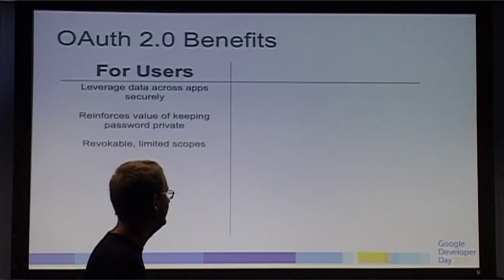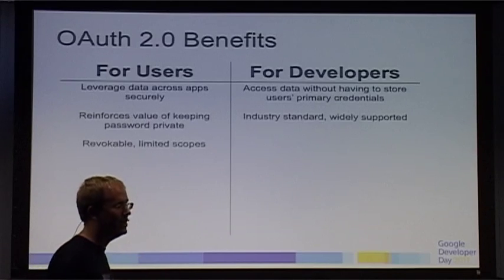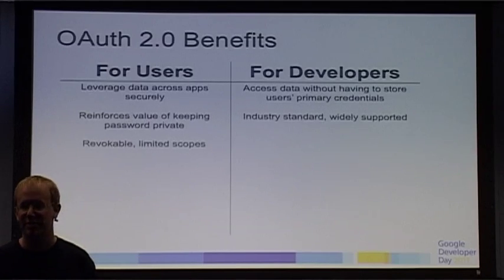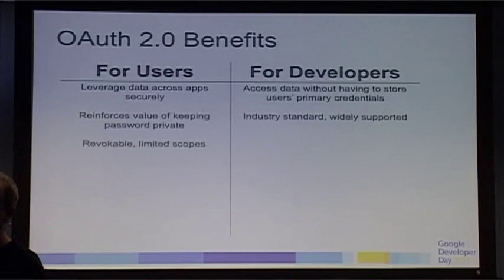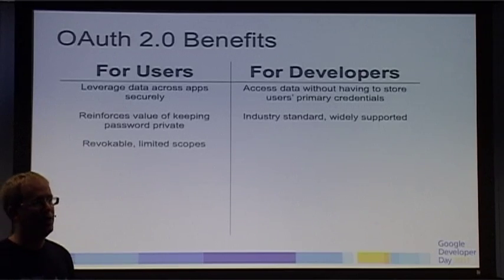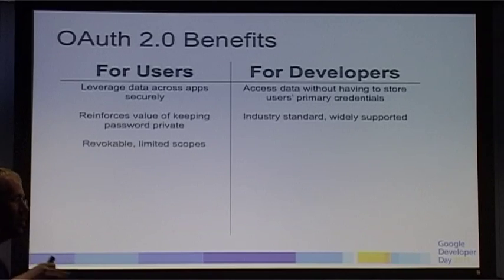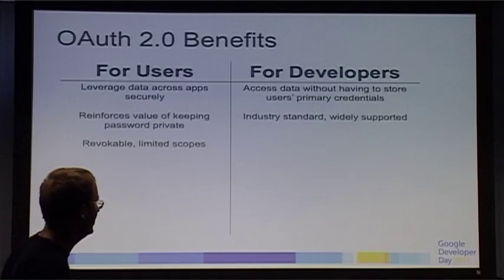And then for you as developers, you get to access this data without storing the user's passwords. Storing the passwords is bad, and it also leads to increased liability for you. So you don't want to do that. You can access data with OAuth without that. And then there's this industry standard. It's widely supported. Right now, like I said, a couple hundred different API providers are supporting OAuth 1, and as OAuth 2 is coming on board, more and more API providers are supporting it.